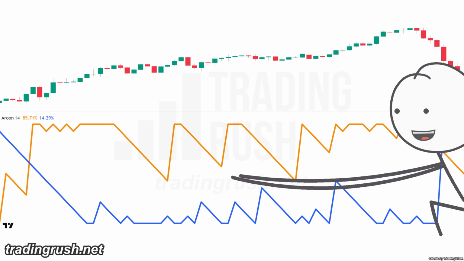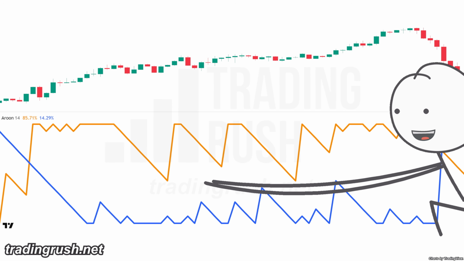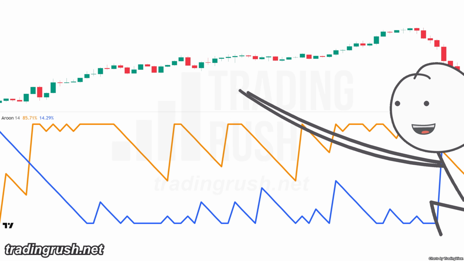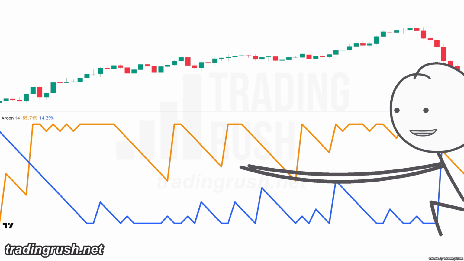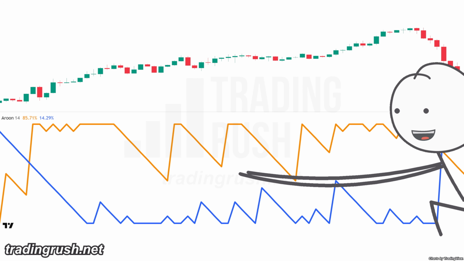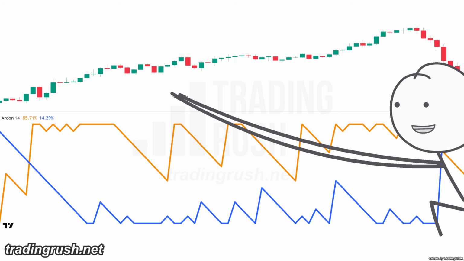Aroon says that when the two lines are far away from each other and are not crossing, something like this, then there is a strong, one-sided momentum going on. The price is in a trend, but it becomes even more useful. It says that when the Aroon up line, which in this case is the orange line, is above the Aroon down line, which in this case is the blue line, then there is an uptrend going on.